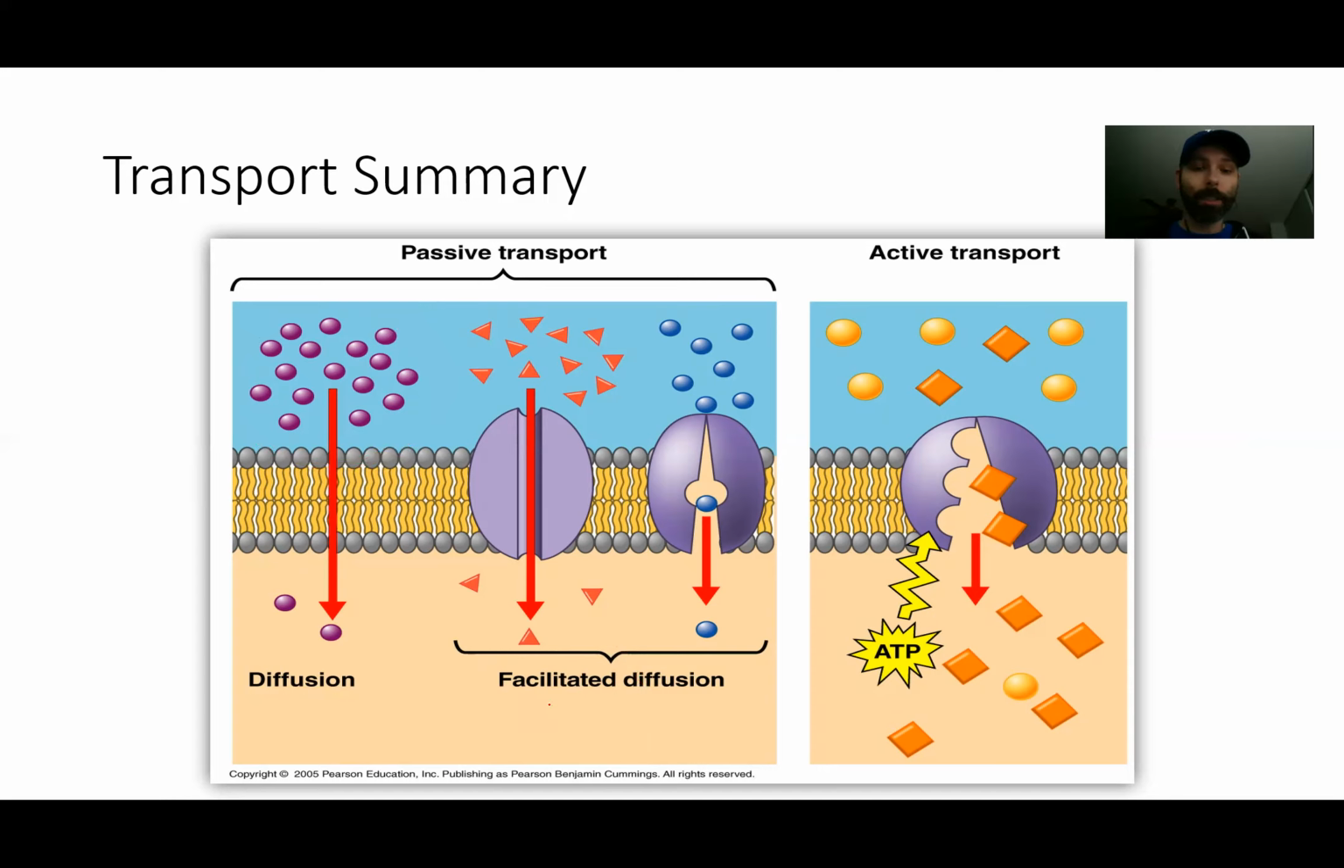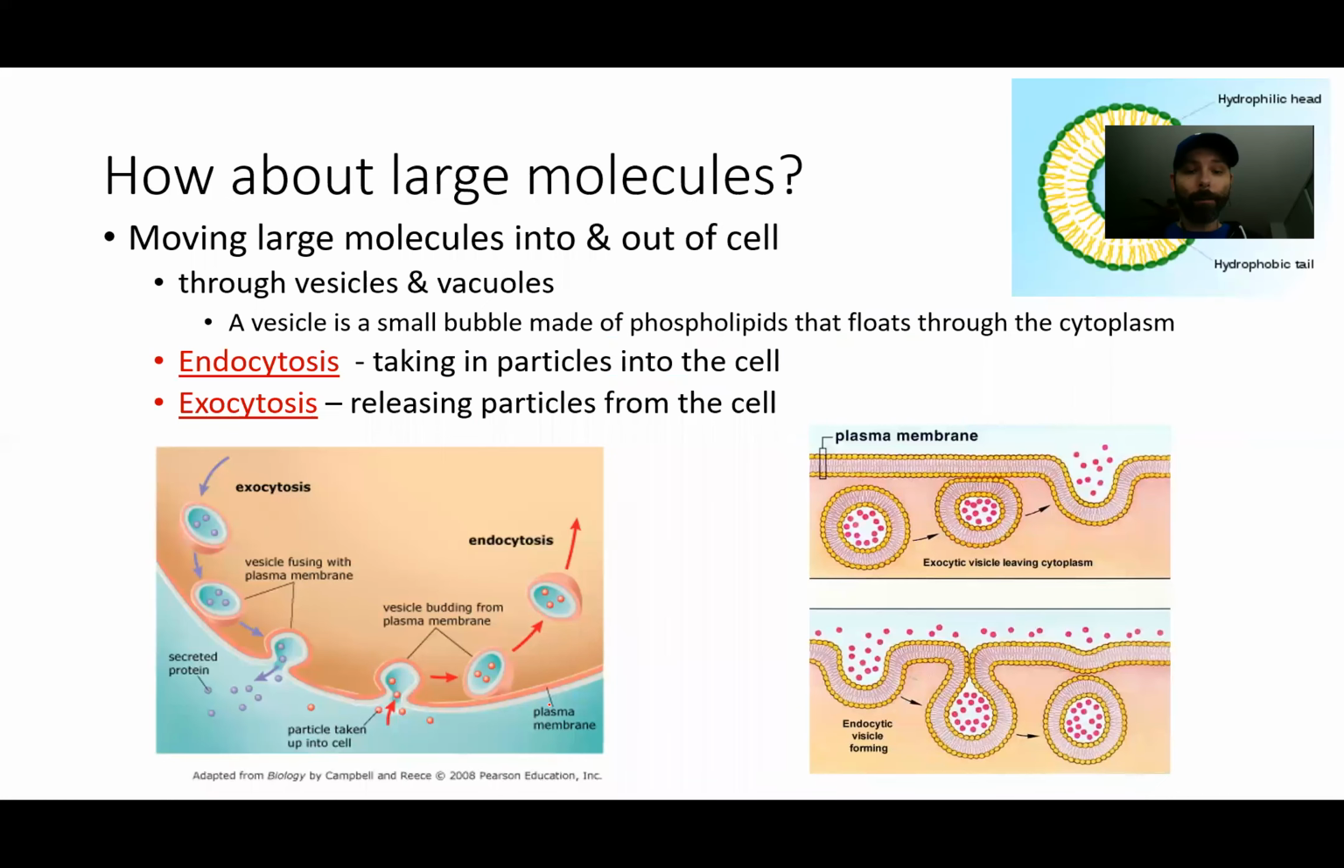Facilitated diffusion is still passive transport because it's using the concentration gradient, but we had to help it somehow or another to let that go.